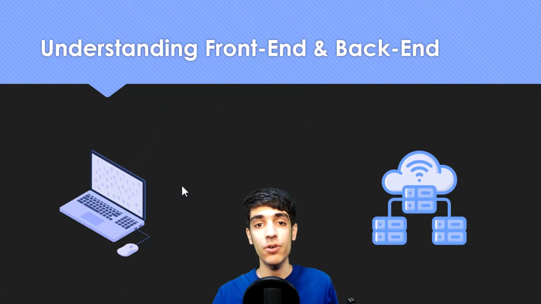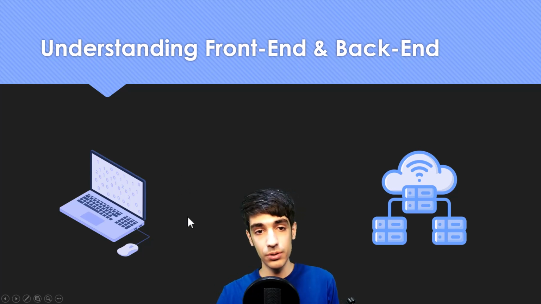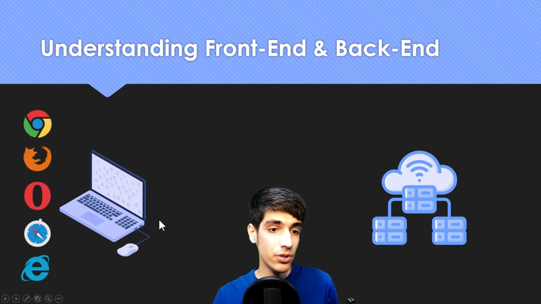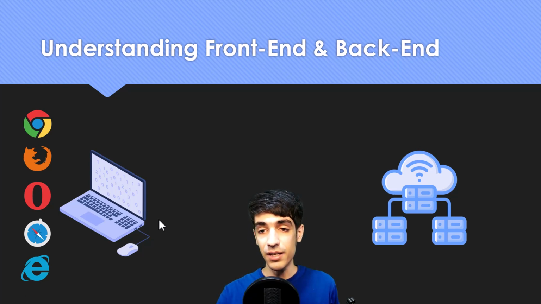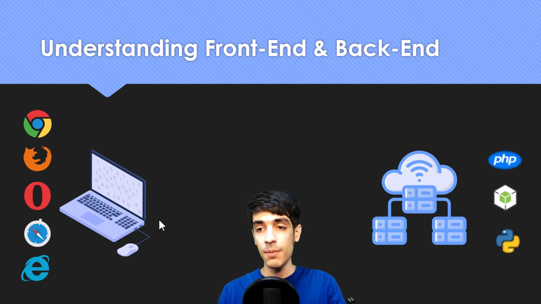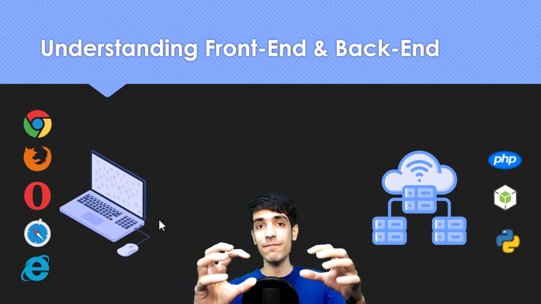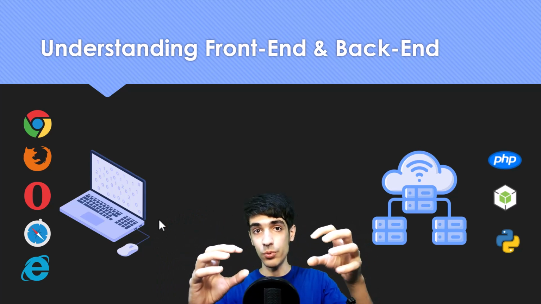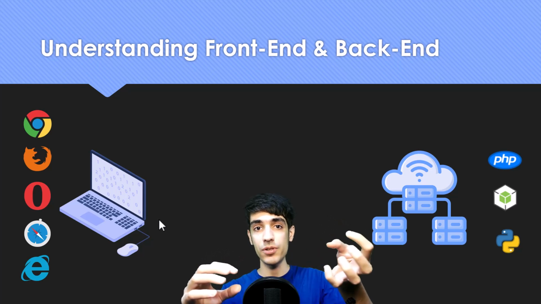And what do we mean by front end and back end? Imagine that we have a computer like this at the left, and this computer is running a browser, whether it's Chrome or Firefox or anything like that. And we have a web server, and that server is running a backend language like PHP or Python or ASP, it doesn't matter what that is. So we have a server and we have a computer on which the client has opened a website.